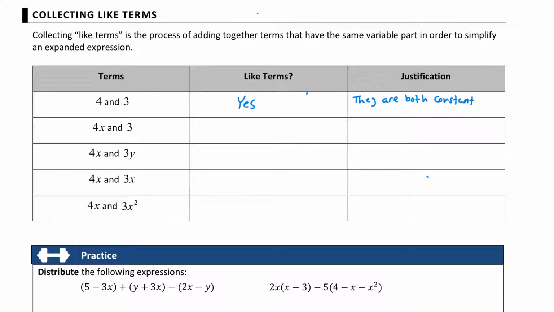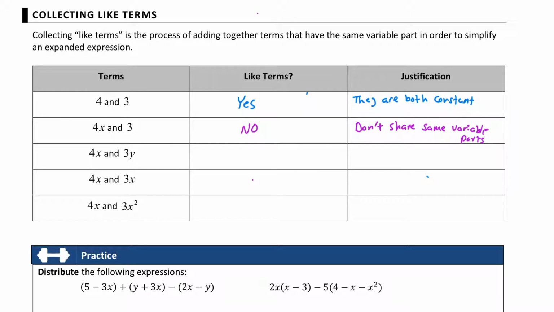For the next one over here, I have 4x and 3. They don't have the same variable parts, therefore they are not like terms. So no, they don't share the same variable parts.